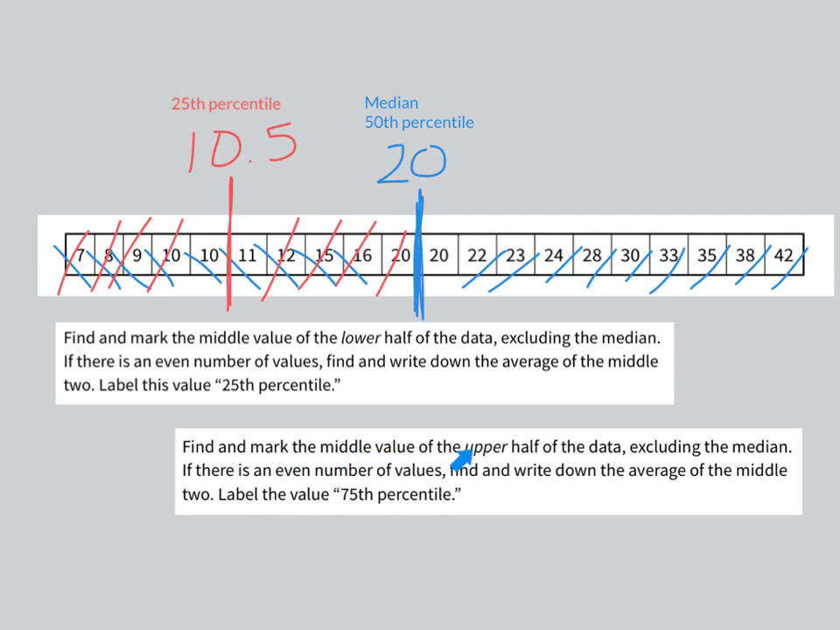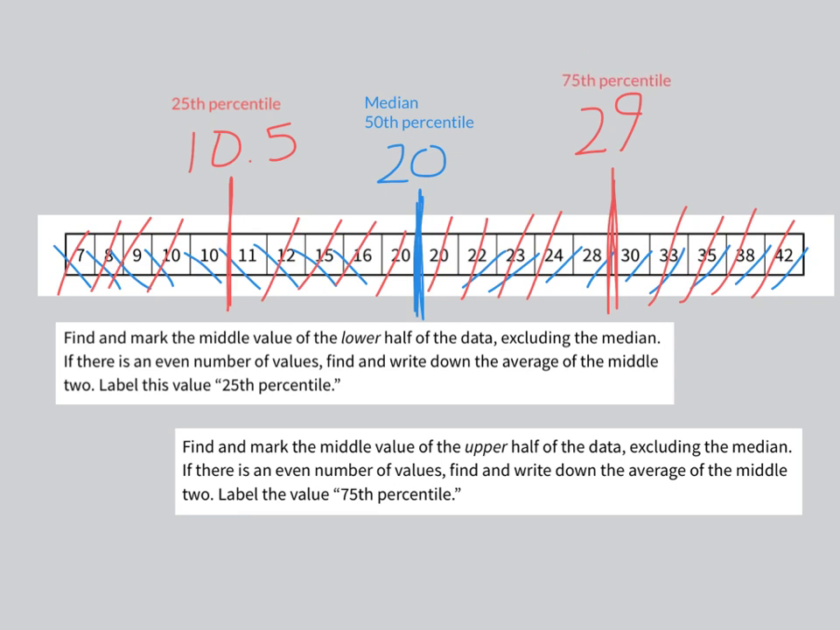Find and mark the middle value of the upper half of the data. If there's an even number of values, find and write down the average of the middle 2, label the value the 75th percentile. Here we go. So let's see, 20 and 42. I need to keep on marking these off until I get 1 middle number or 2 middle numbers. I got 2 middle numbers this time, 28 and 30. And the number that goes in the middle there is 29. Again, let's write down what that is. We are going to be calling that the 75th percentile.